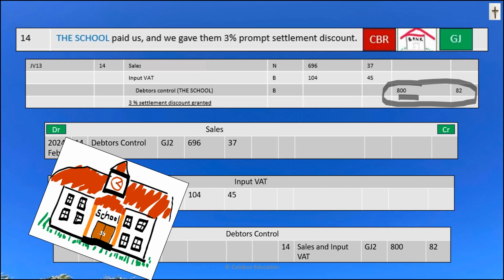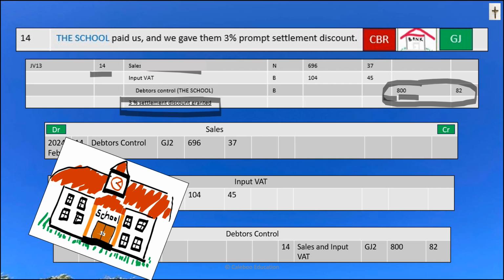So I'm going to record this discount allowed now for the debtor, and what will happen is you will see there it is, 3% discount granted. The amount was 3% of what was owing by the school on the 14th, and that came to 882 cents.